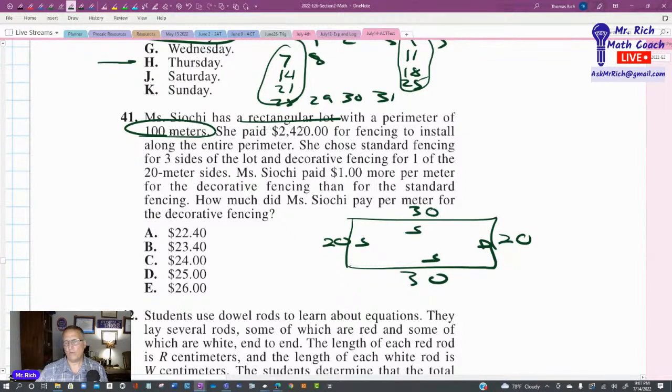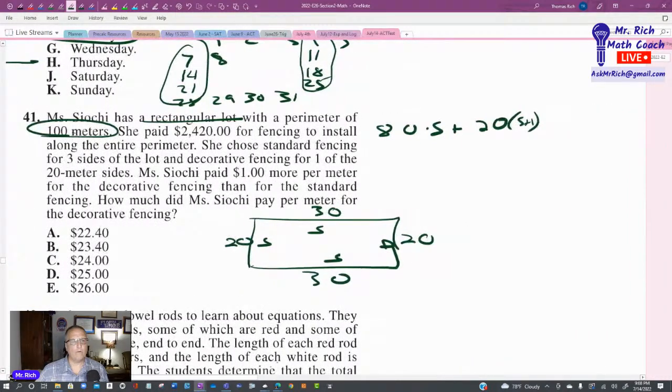So the whole thing was $24.20. All right. So this would be 30, and 30 is 60, plus 20. So 80 times the standard fencing per meter, times S, plus 20 times S plus 1, because she had to have paid $1 more for that one. And that's what has to be equal to 24.20. All right, I think I've got this. So 80S plus 20S plus 20, I distribute that 20, equals 24.20.